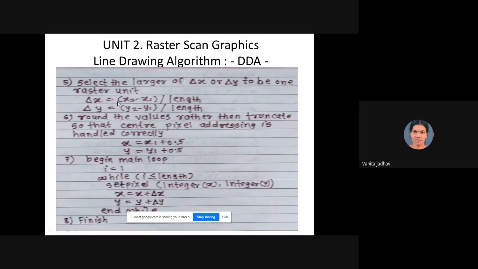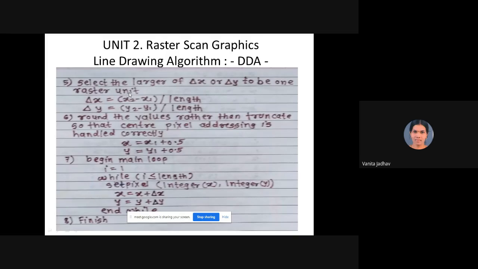According to this algorithm, what is the definition of delta x? Delta x is nothing but the difference x2 minus x1 divided by length. Just now we calculated the length, and we have to take the difference of x2 minus x1. In the same fashion, what is delta y? y2 minus y1 divided by length. We have to calculate this, and divide this result by length. Whatever values we are getting, we need to keep as they are, because we are using these terms further. These terms are deciding the raster unit.